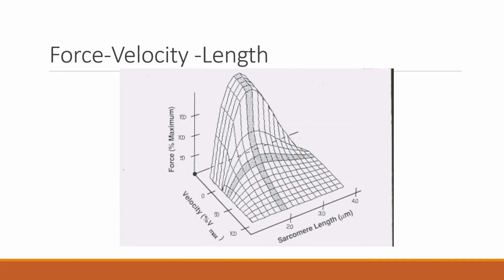This three-dimensional graph is demonstrating both of those factors which we have just described at the same time. So on the x-axis, or the right to left axis, we have sarcomere length. And this bar right in the middle that I'm drawing over right now is representing the optimum sarcomere length for generating tension, which, as we described before, is 2.2 microns.